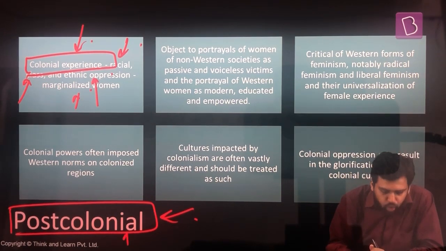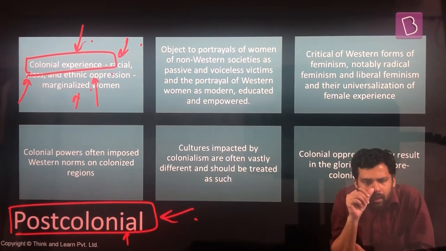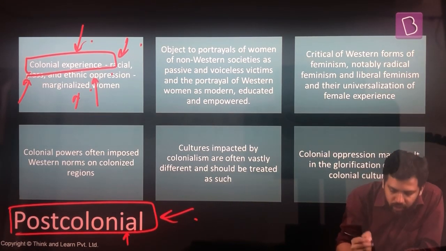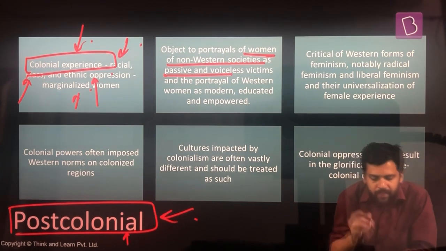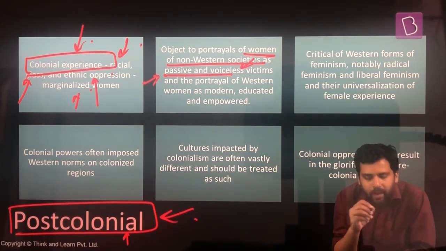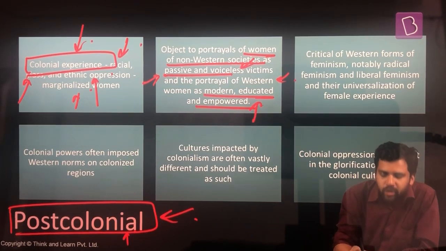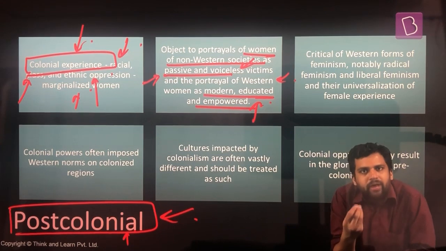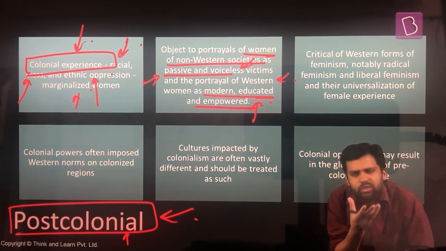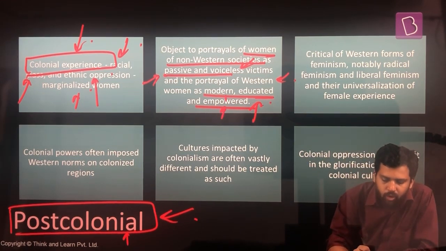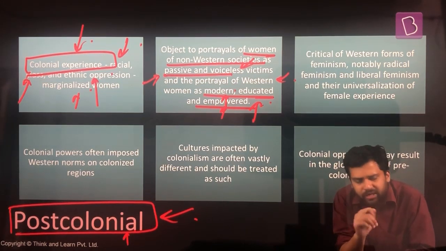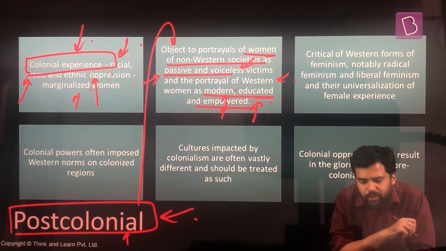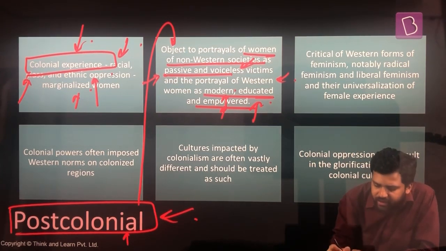Now, post-colonial feminists try to understand this. Apart from this, they object to the portrayal of women of non-Western societies as passive and voiceless victims, and the portrayal of Western educated women as modern, educated, and empowered. Generally, it is portrayed that women in Western countries, in the US or the European countries, are educated, empowered, and modern, and it is always assumed that women in all these post-colonial states are voiceless and marginalized. It might not be correct. So post-colonial feminists object to these kinds of portrayals. Apart from that, they are critical of the universalization of female experience.